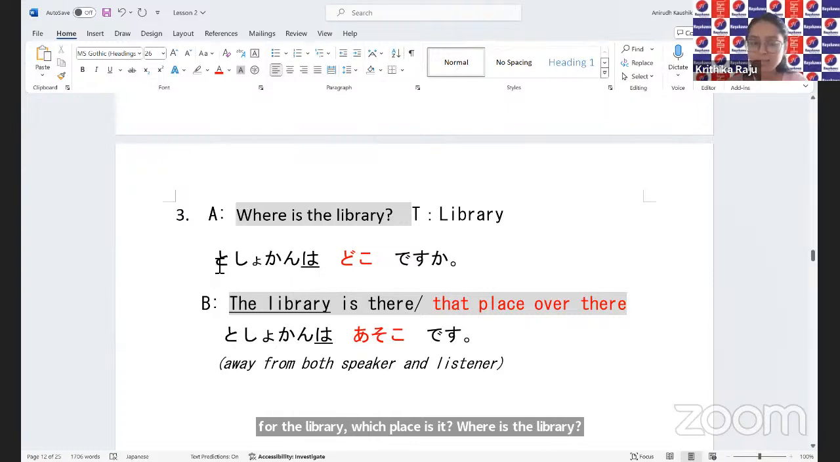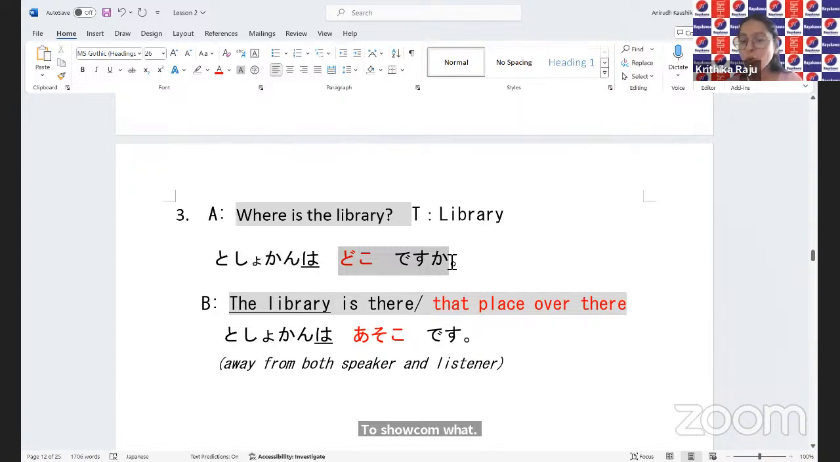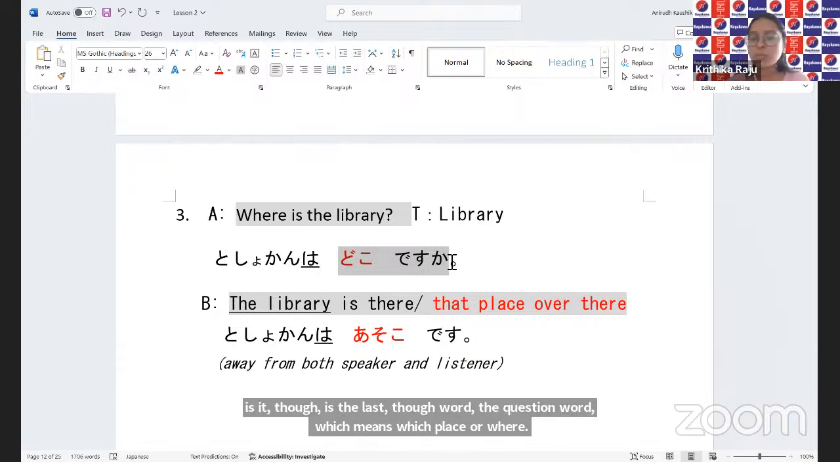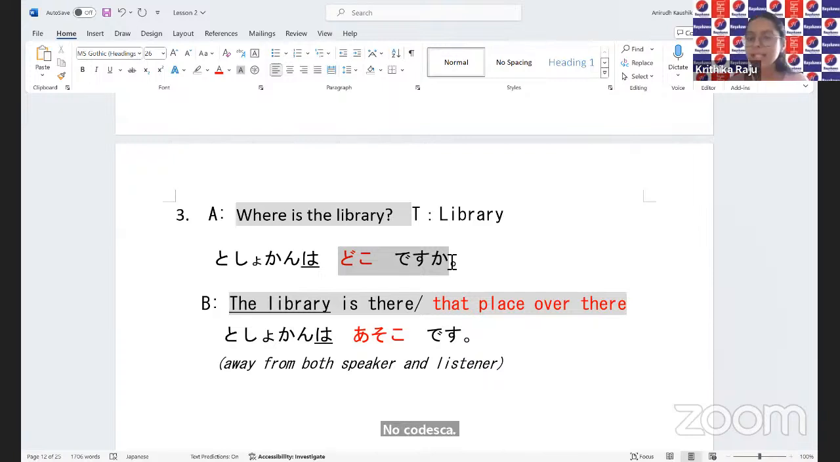So, toshokan is library. Toshokan wa doko desu ka? Toshokan wa, as for the library. Toshokan wa doko desu ka? Where is it? Doko is the do word, the question word, which means which place or where. Doko desu ka? Which place is it or where is it? Okay. Toshokan wa doko desu ka?